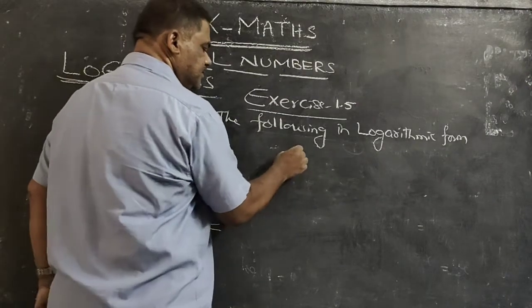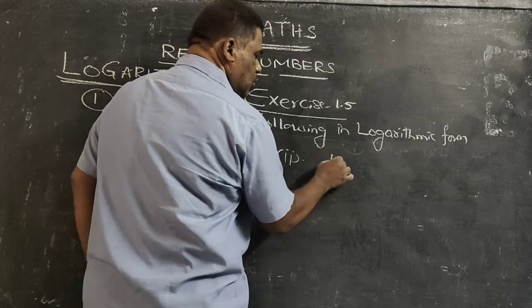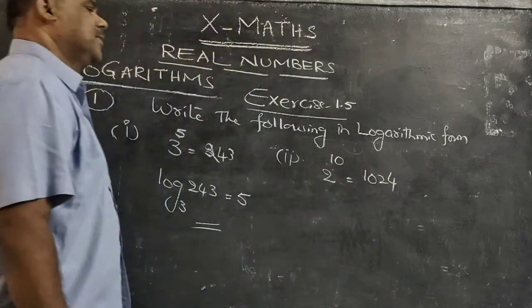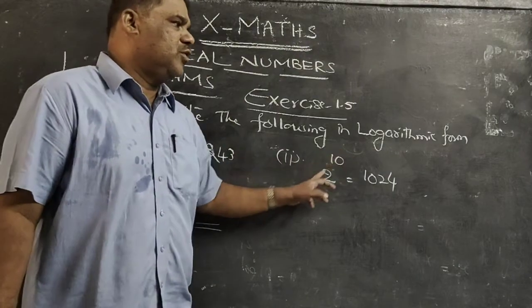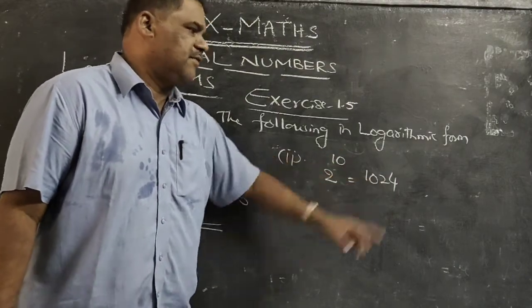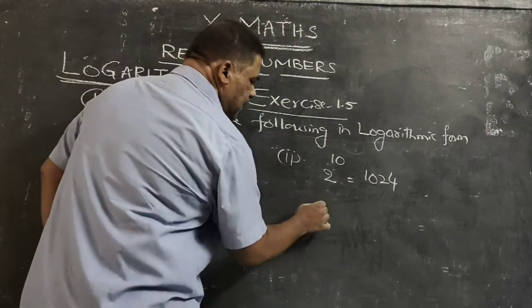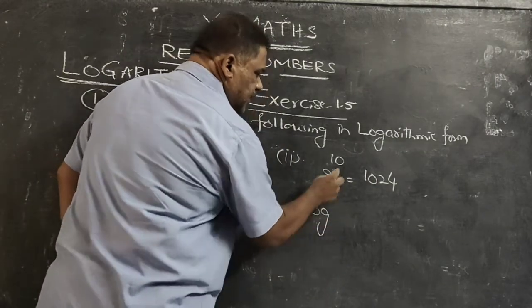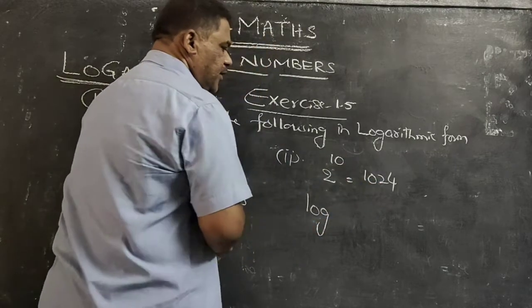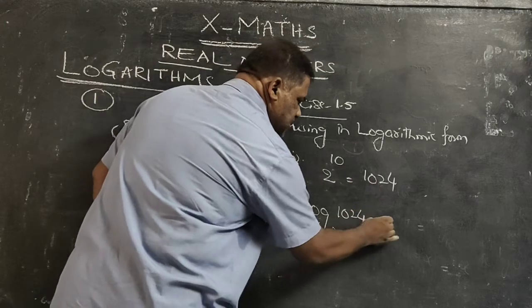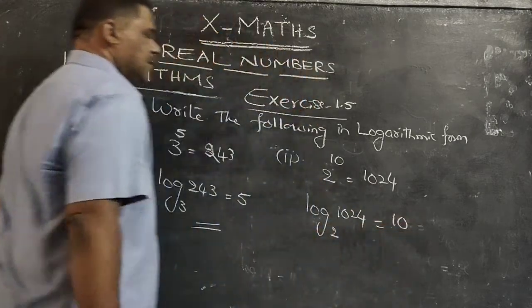Second one, 2 to the power 10 is equal to 1024. 2 to the power 10 means if you multiply 2 ten times, it is 1024. This is exponential form. Now apply logarithm. 10 comes here, 1024 will go there. Log 1024 base 2 is 10.